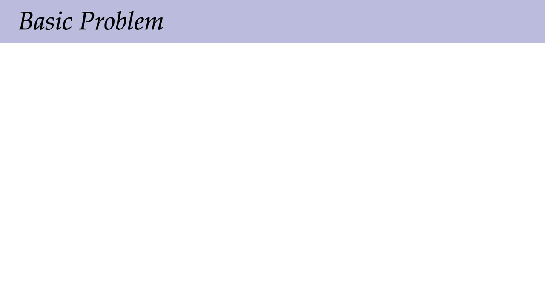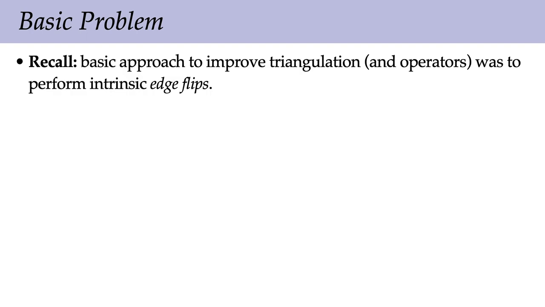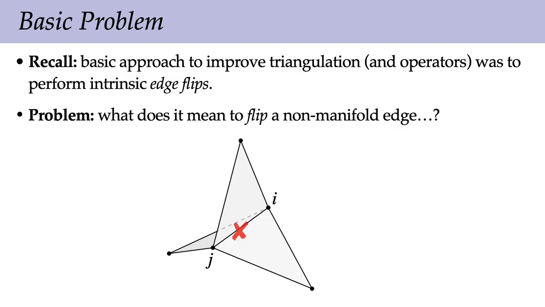Remember that our main approach to improve an intrinsic triangulation is to perform these intrinsic Delaunay edge flips. However, here we run into an issue. It's not clear what it means to flip a non-manifold edge. So we can't do intrinsic Delaunay flipping, and we can't build that high-quality intrinsic Delaunay Laplacian that offers so many nice properties.